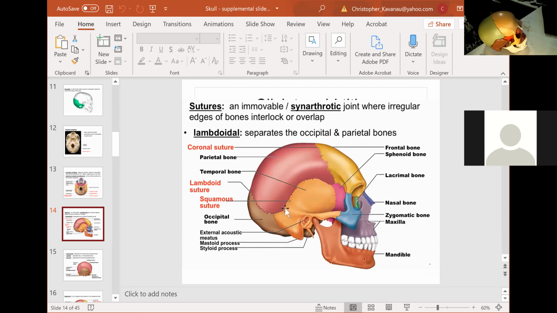Okay. All right. There's also a lambdoid suture, and that's, I think, nicely seen here on the skull. So again, anterior, posterior, and this suture right here separating the occipital bone from the two parietal bones. Okay, that right there, that's called the lambdoid suture. So named because it's shaped like the Greek letter lambda.